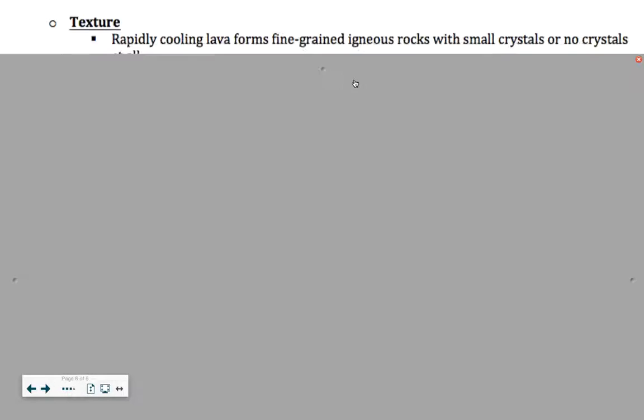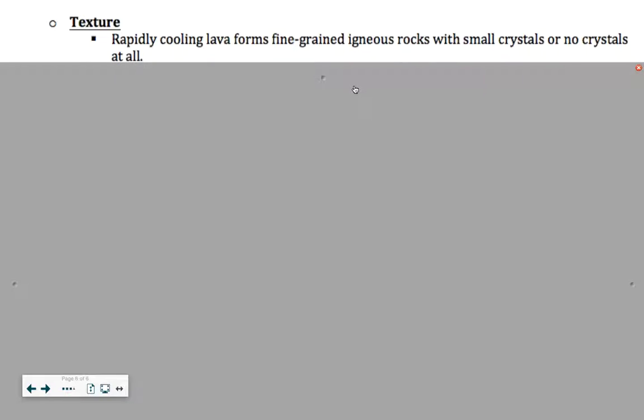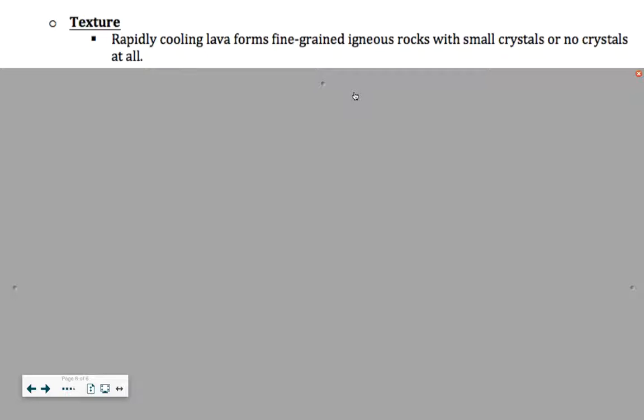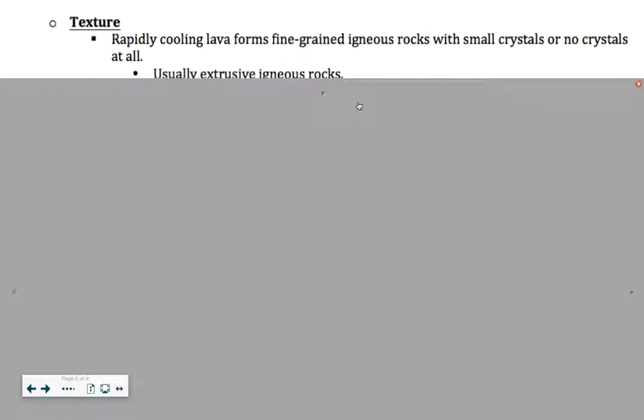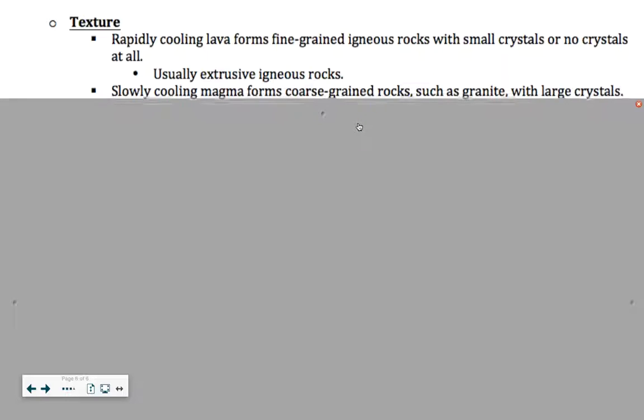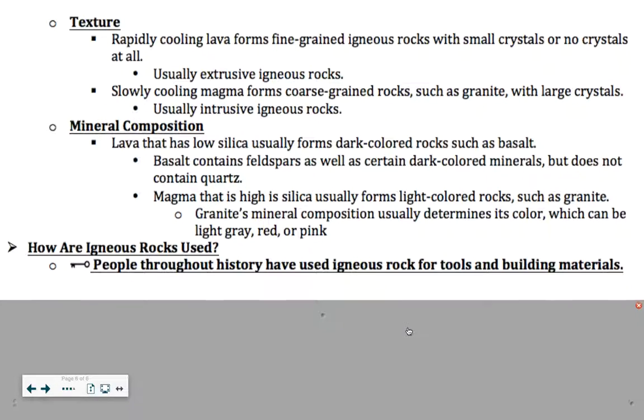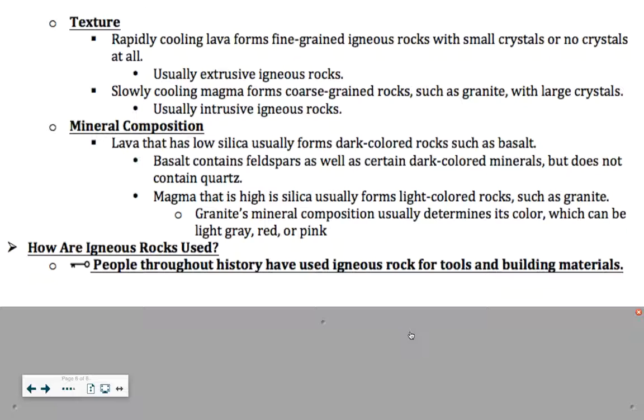Texture. Rapidly cooling lava forms fine-grained igneous rocks with small crystals or no crystals at all. Just what I said in that last bit a few minutes ago. It cools very, very quickly. Therefore, the crystals are very, very small. Usually, it's extrusive igneous rock. Going down through here. Slowly cooling magma forms coarse-grained rocks, such as granite, with large crystals. Usually intrusive igneous rocks.